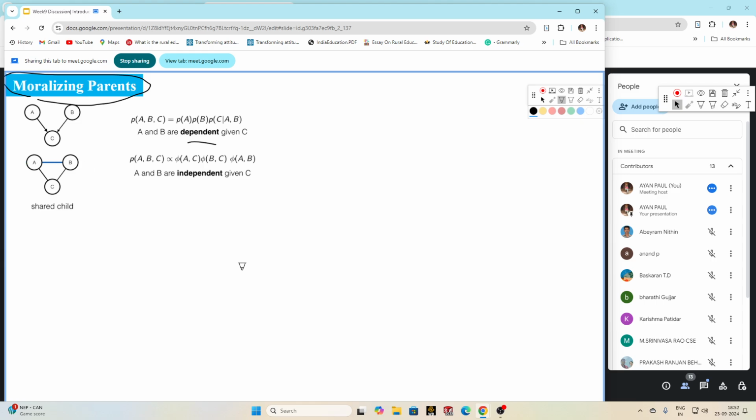Excuse me. Yeah, please. No, here in the second case, that is MRF, suppose C is given. Yeah, we had drawn a blue line between A and B. Yeah, that is known as moralizing the parents, because okay, okay.